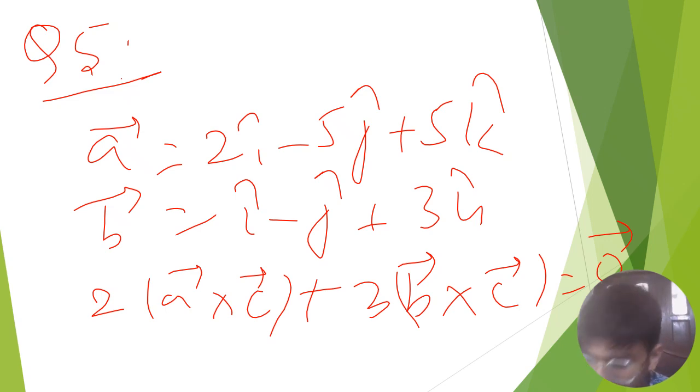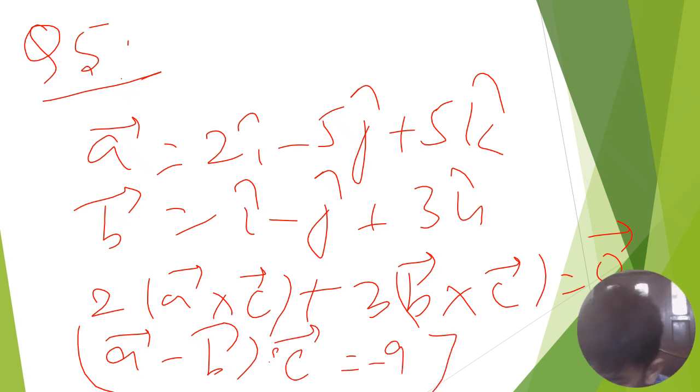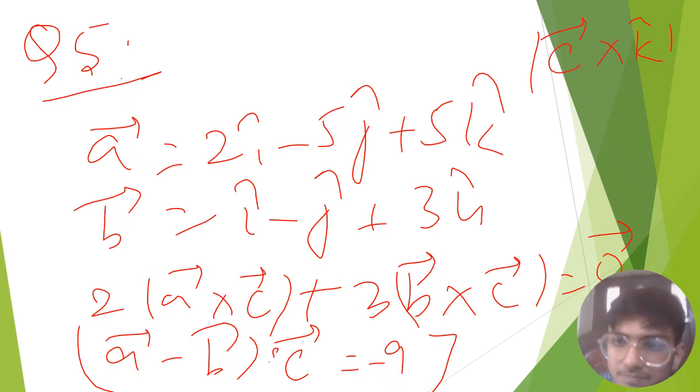Now, A minus B dot C is given as minus 97, and now you have to find this. Okay, so let us discuss this beautiful problem.